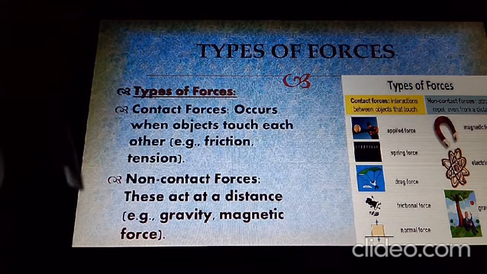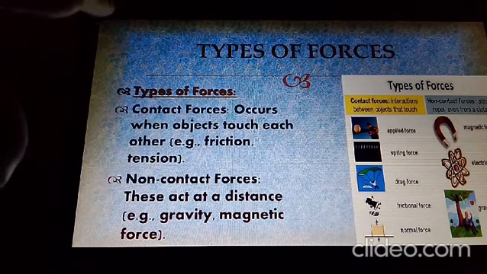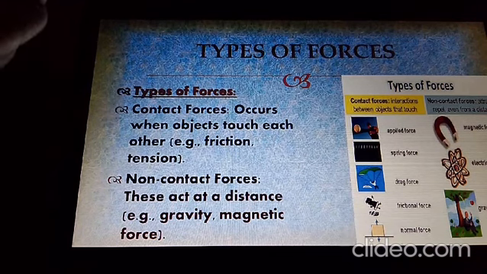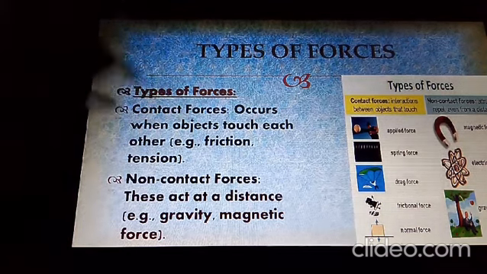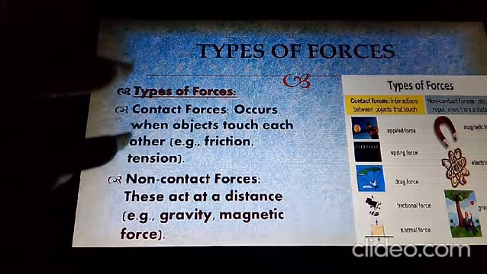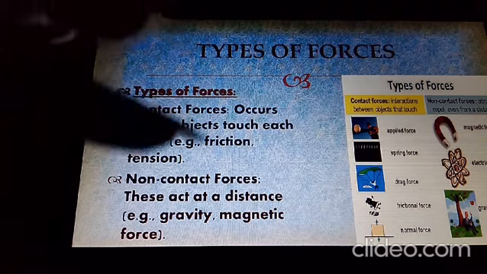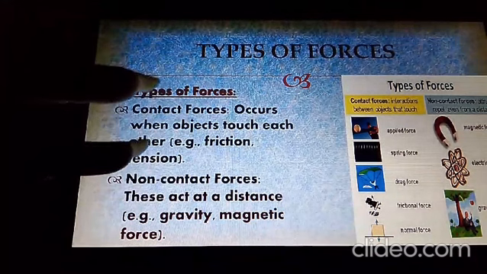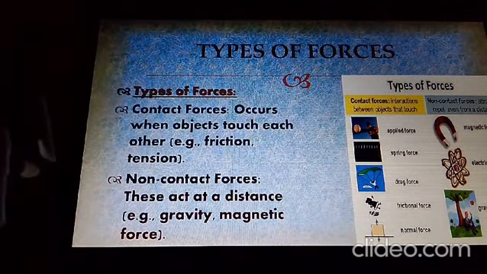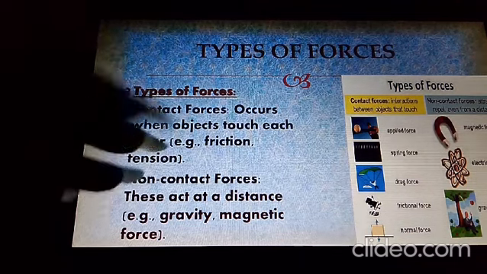Here are the examples of the contact and the non-contact forces, like the applied force on any object is a contact force. Spring force, the force which we exert on a spring due to which it elongates, is a type of contact force. Drag force, frictional force, and the normal force which any object exerts on the surface is a type of contact force. While on the other hand, non-contact forces are those forces which act at a distance, like magnetic force, electric force, gravitational force, means they can be attraction or repulsion, and they act from a distance. But the contact forces, they are always the interaction between the objects that touch.